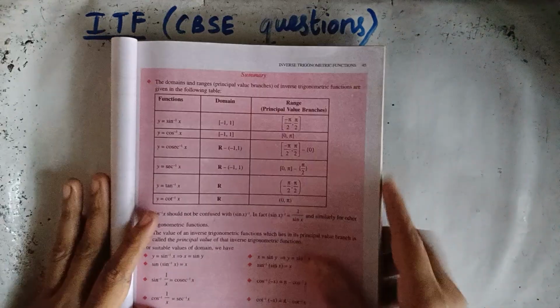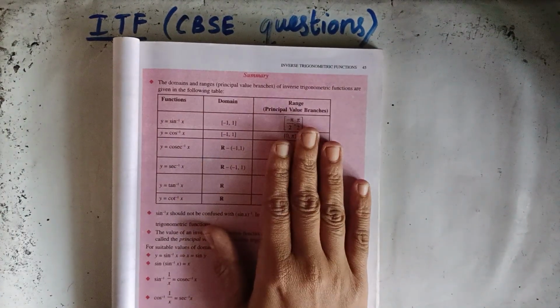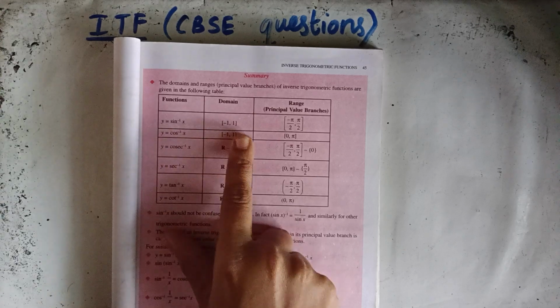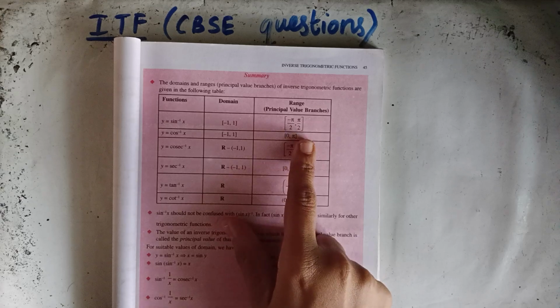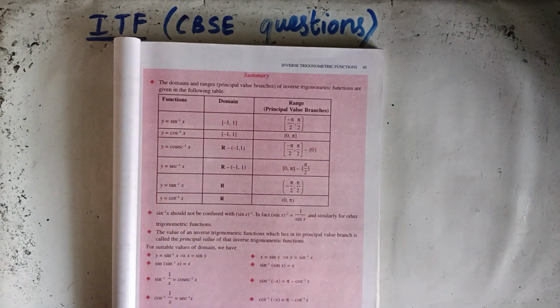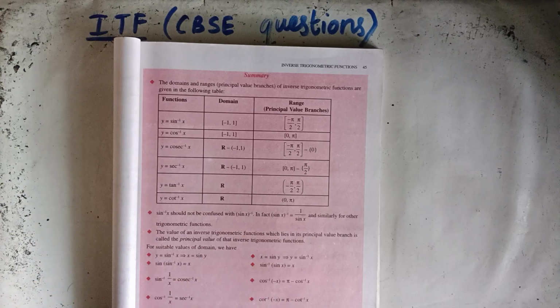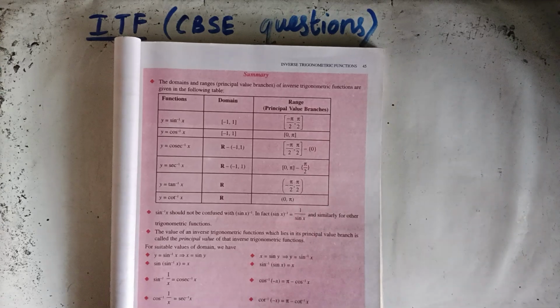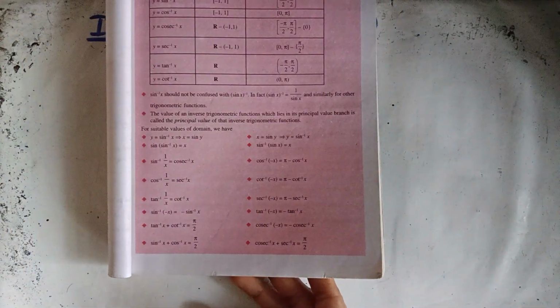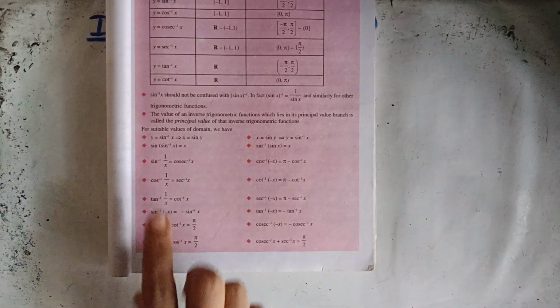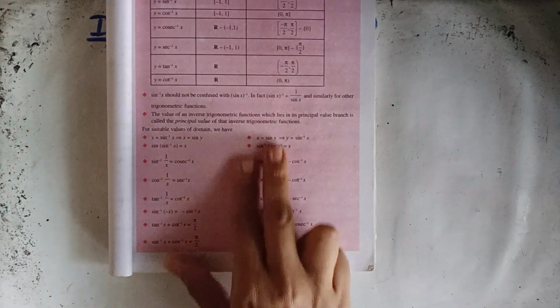please go through the domain and range of the inverse trigonometric functions. Sine inverse has domain minus 1 to 1, and range minus pi by 2 to pi by 2. You should also know the domain and range of sine, cos, cosec, sec, tan and cot. And the properties are also there. You can refer to the summary of the trigonometric functions chapter.